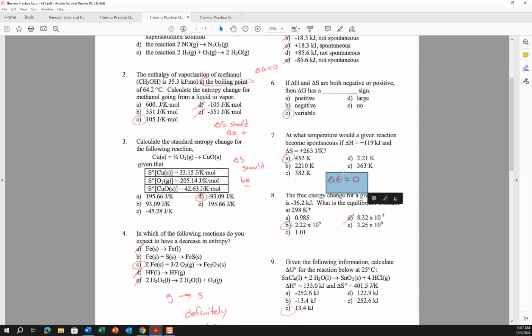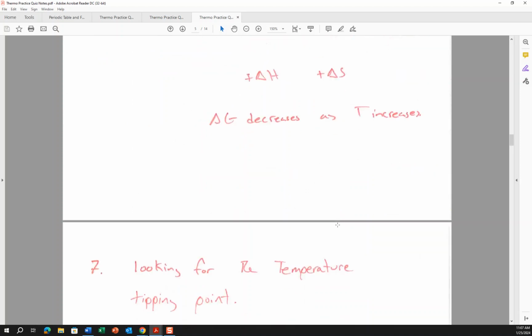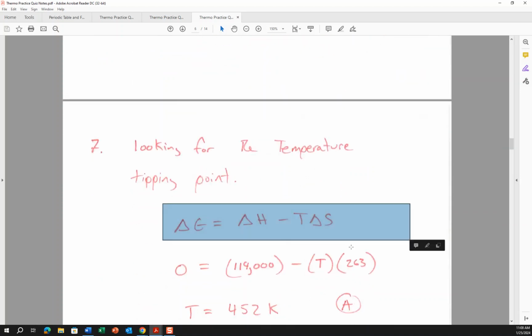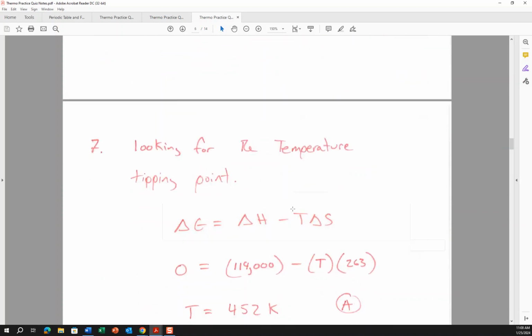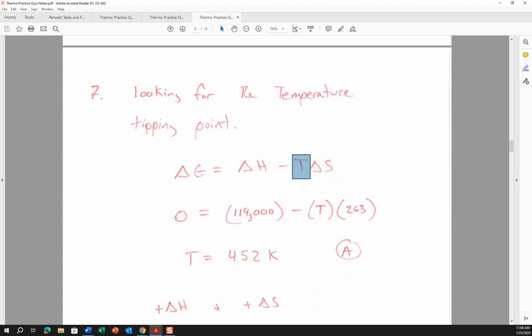So what we're going to do is plug in our delta H, our delta S, and our delta G, knowing we want to set delta G equals 0, and we want to solve for a temperature. So again, we're using this equation, and we're knowing that the temperature tipping point, and that's the temperature we're looking for here, is when delta G equals 0. So we'll plug in a 0. Notice again, I converted my delta H to joules, and I kept my delta S in joules, and I'm solving for T.